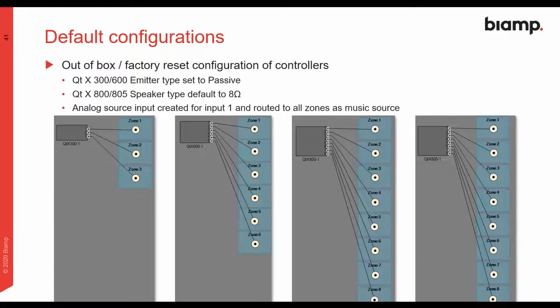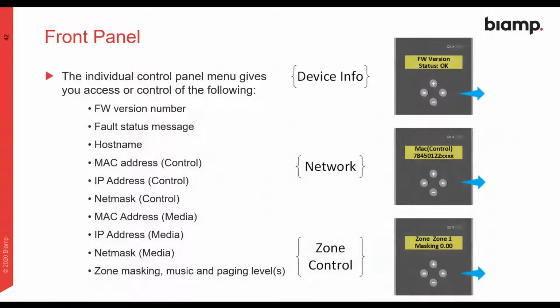The one thing that you won't have is if you need to assign passive versus active emitters. That still needs interface through the web UI. It's not ever been supported from the front panel. It's a feature request that we'd like to have, and we've had a lot of requests for it. In QTX, as it stands with the way that you'll see it in the next few weeks, it will still require that. So if you get it out of the box and you have active emitters, you'll need to go in via the web UI and change that.